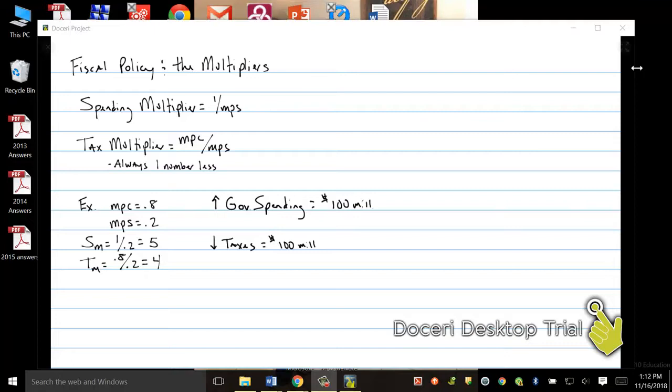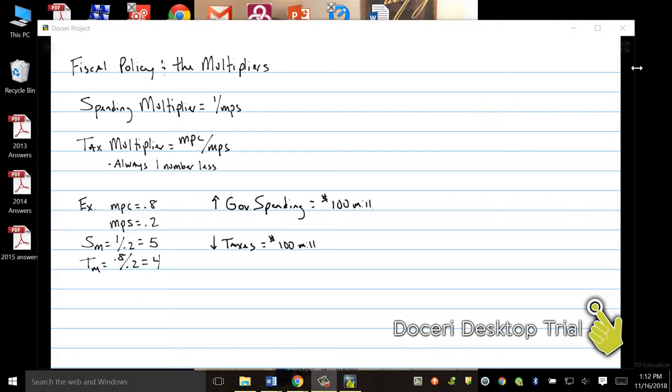Now I've put down on the screen here how we calculate each multiplier. So the spending multiplier is always going to be 1 divided by the MPS. Now remember, the MPS represents the marginal propensity to save. And when we calculate the spending multiplier, that is going to give us a number that we are going to multiply by any amount that is spent in our economy to determine how much the GDP is going to change.